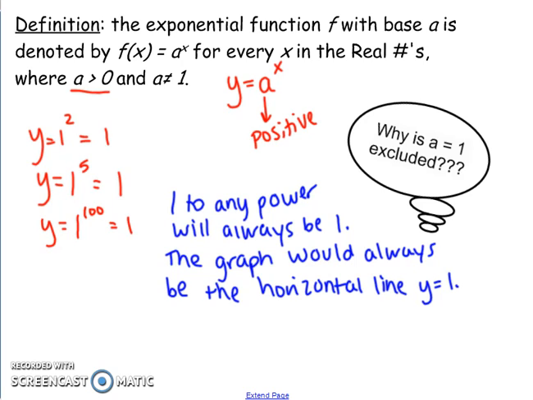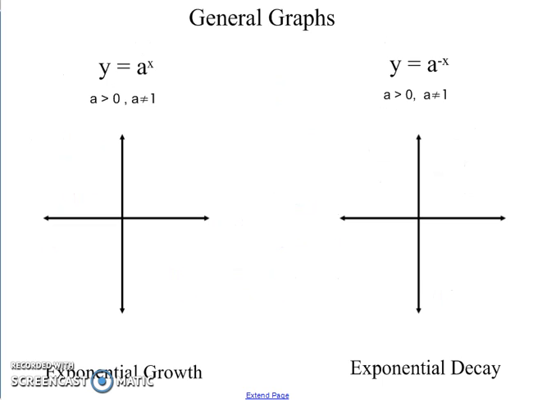So let's look at the general graphs for these functions. If you have y equals a to the x, and a is greater than 0 and a is not equal to 1, the general shape of this graph looks like this. And this is called exponential growth, because it's growing. From the left to the right, it's going up, so it's increasing and it's growing.